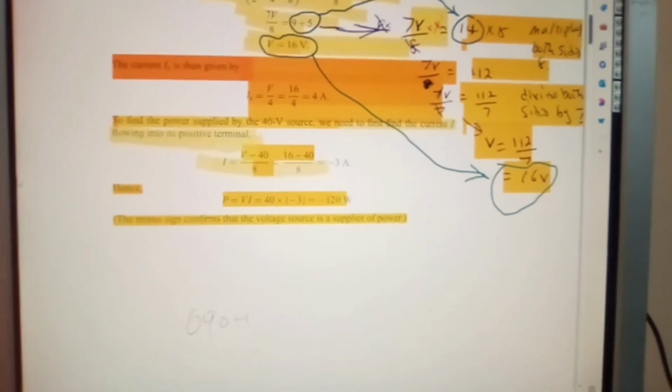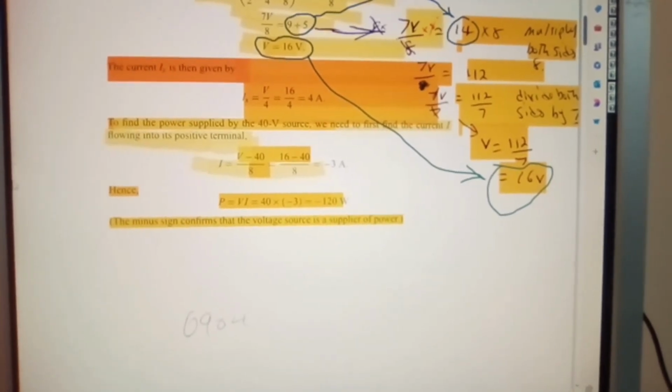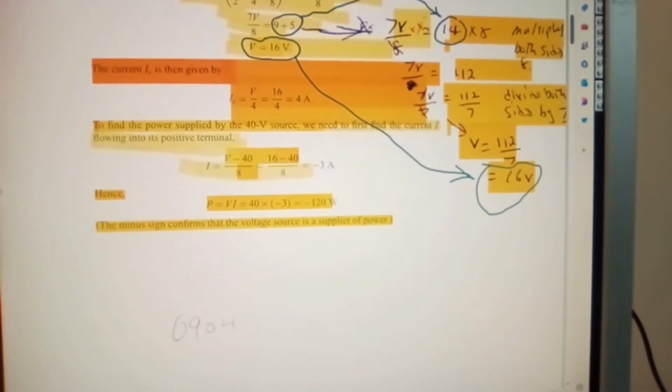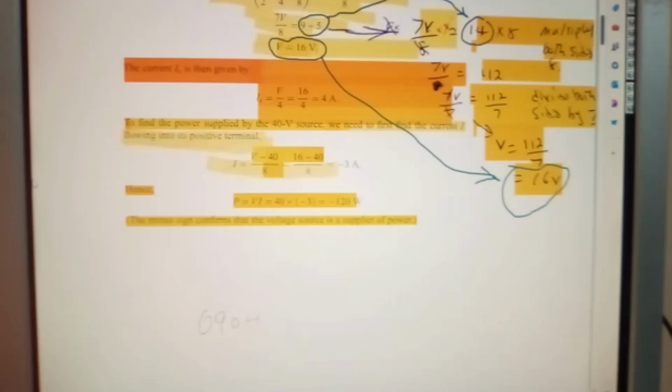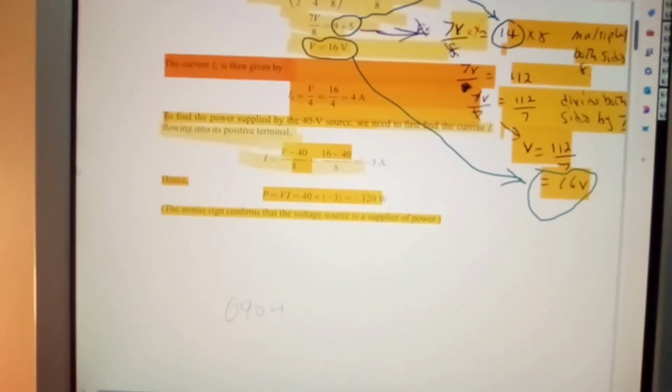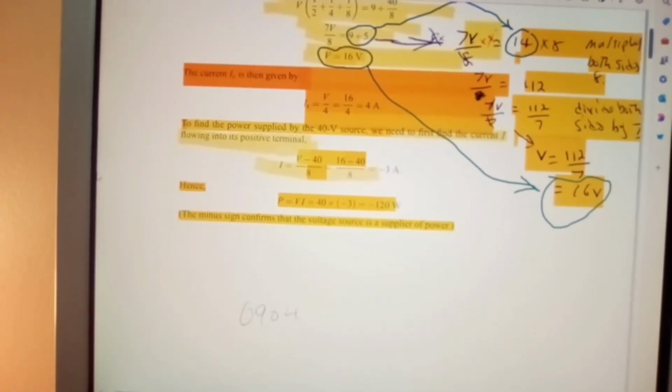So to find the power supplied by the 40-volt source, we need to first find the current I flowing into its positive terminal. I therefore equals V minus 40 over 8, which here you have 16 minus 40 becomes what? So 8 into 24. And why do I say 24? So tell me, why do I say 24? Because 16 minus 40 is 24.